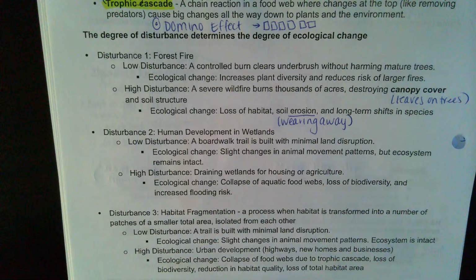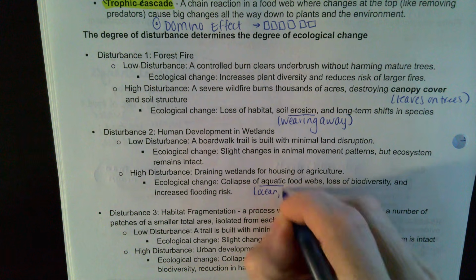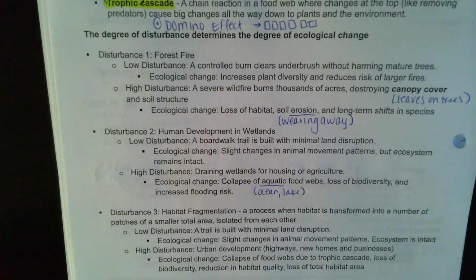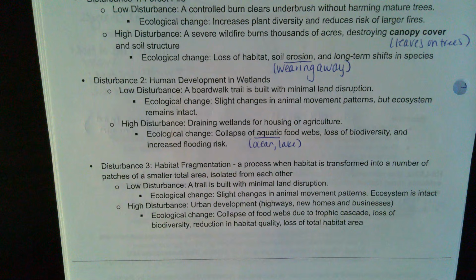High disturbance is, let's say in Florida, they drain all the wetlands, so therefore they can either build new houses or they could farm. That is anything that was living there in the aquatic environment. Aquatic could be ocean, lake, wetland in this case. That whole food web has been destroyed. You reduce or lose biodiversity, and then you have an increased flooding risk. So certain areas that used to be wetlands, they drained, but now every time it rains or there's like a big hurricane, they reflood. The last disturbance we have here is habitat fragmentation.